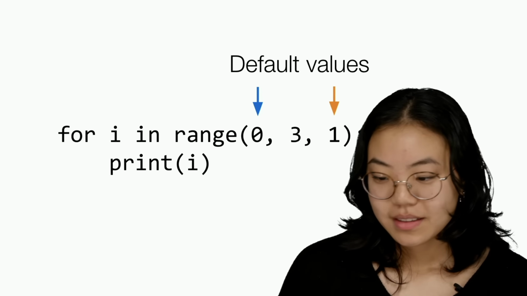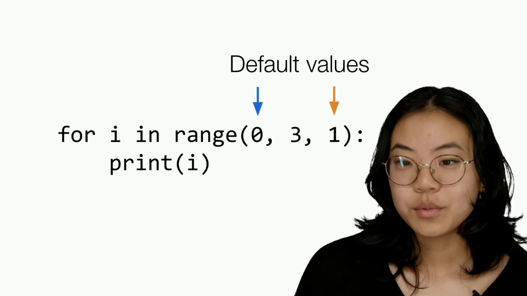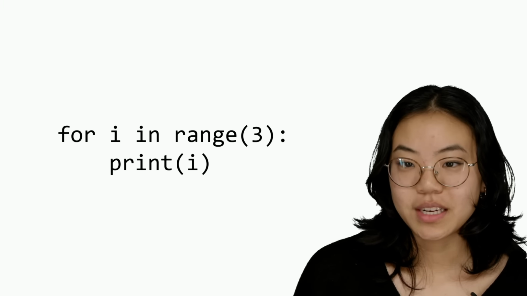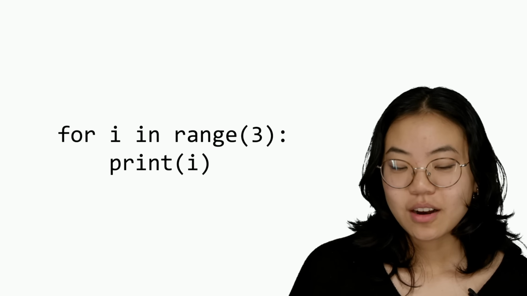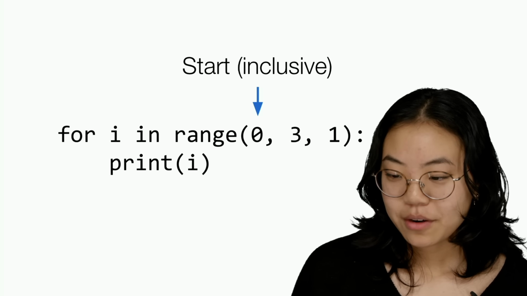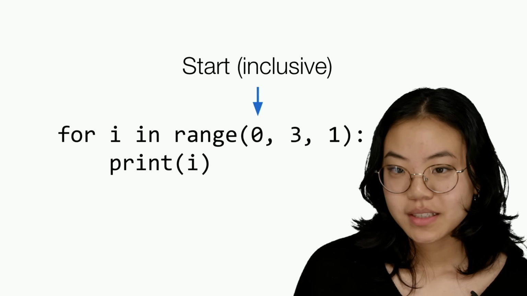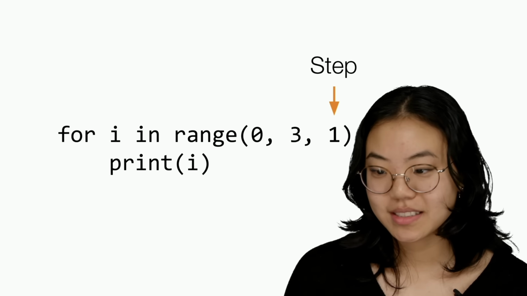So range 0, 3, 1 will do the exact same thing as range 3, since that 0 and the 1 are by default assumed. However, if you wanted to, you could also change them. So that start is inclusive, the end is exclusive, and then this is the step.